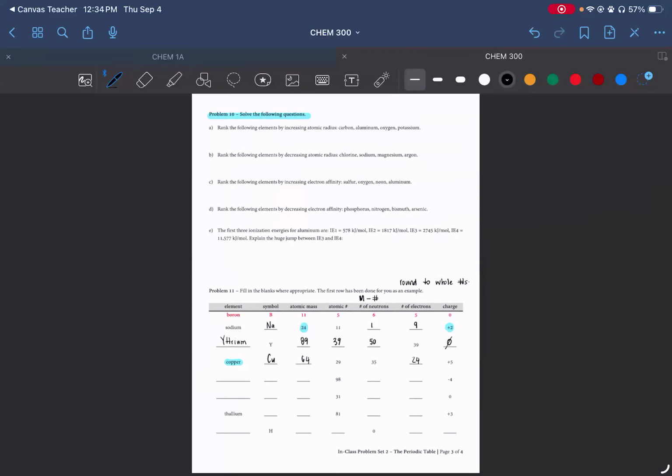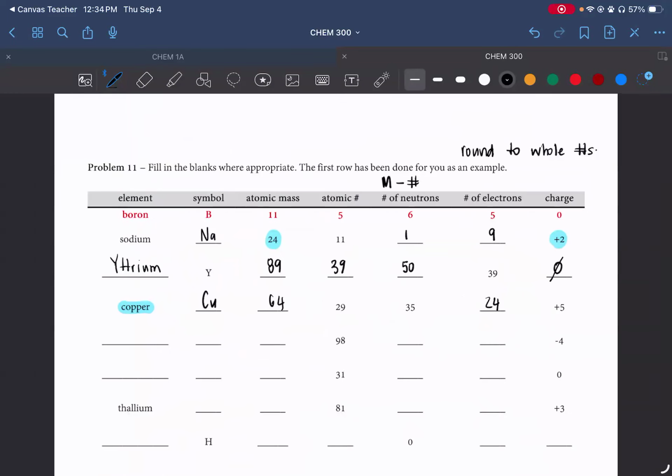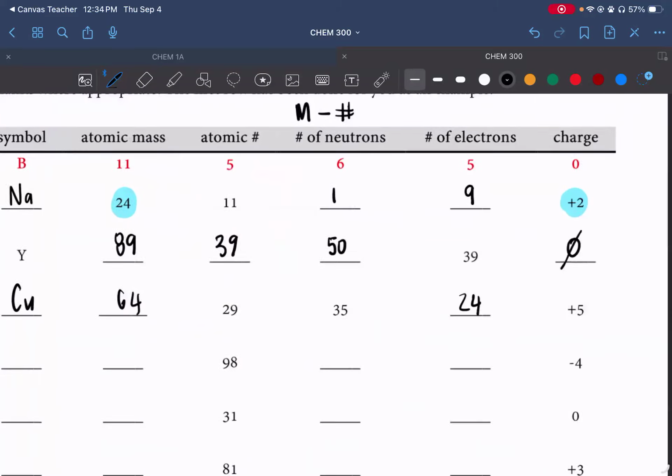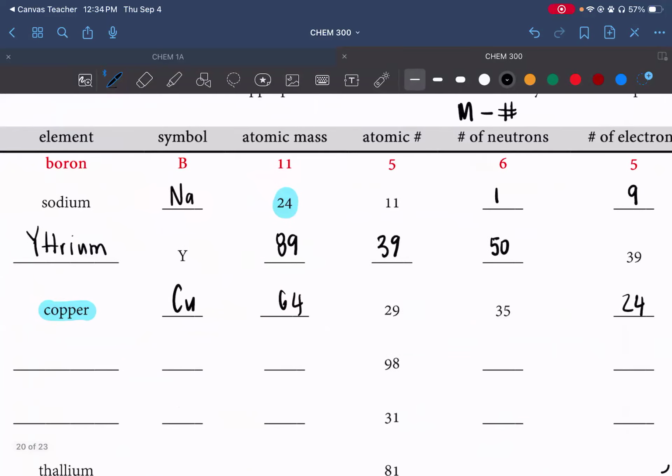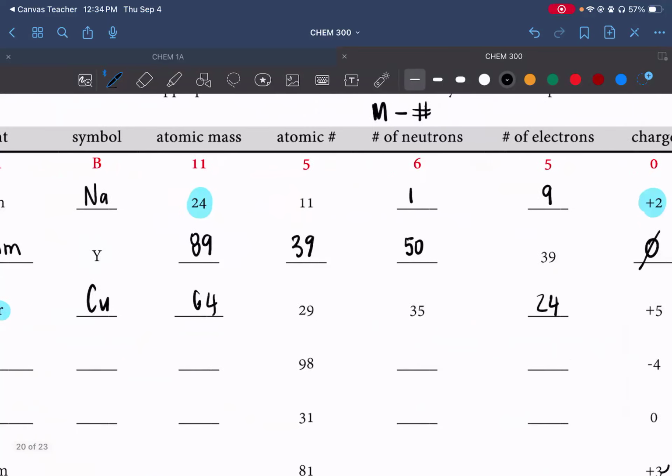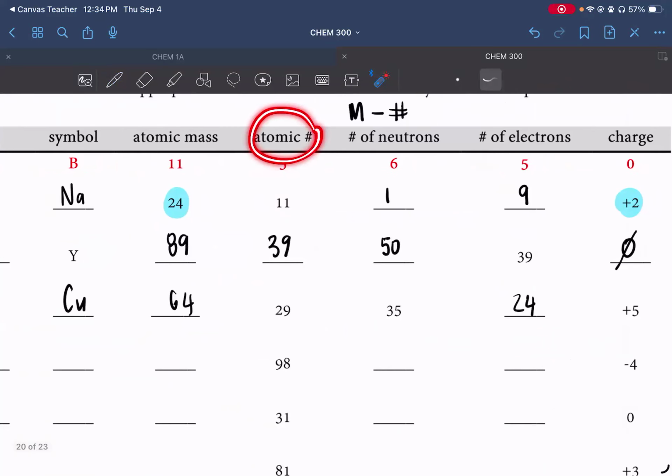Do you have any questions on anything from problem 11? Yes. Sure. So in the case of copper or just in general? Okay, so let's try copper. We know that the atomic number is always going to be equal to the number of protons and the number of electrons, for a neutral atom at least. We're told that it's 29, so it has 29 protons and 29 electrons.